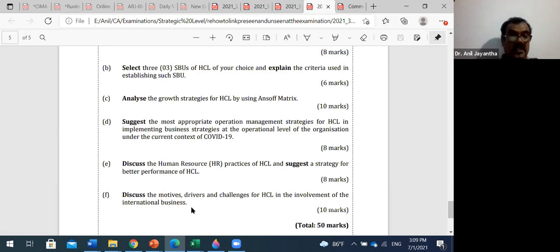Last one, discuss the motives, drivers and challenges of HCL in the involvement of international business. So here, motives, you need to refer to vision, mission, and all those things, drivers and challenges. So what are the key drivers in this business? Based on their competencies, knowledge, capacity, learning. So this is how it drives.